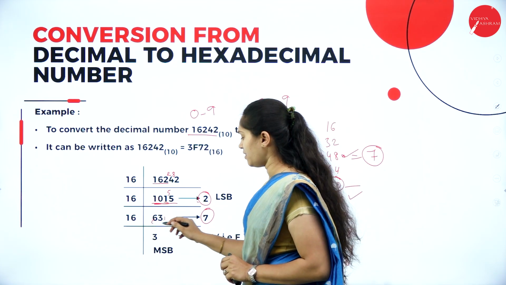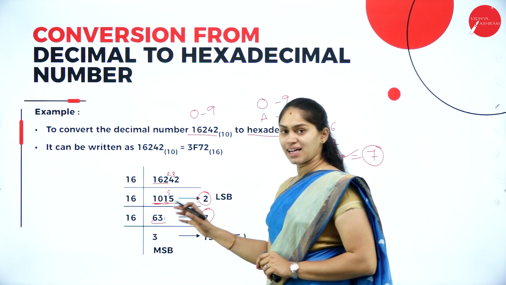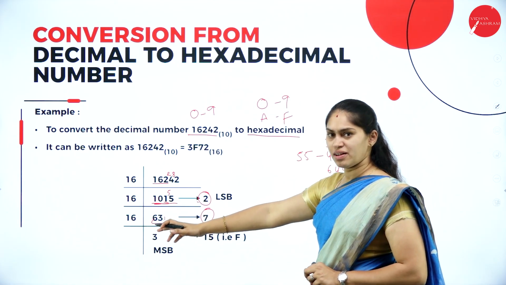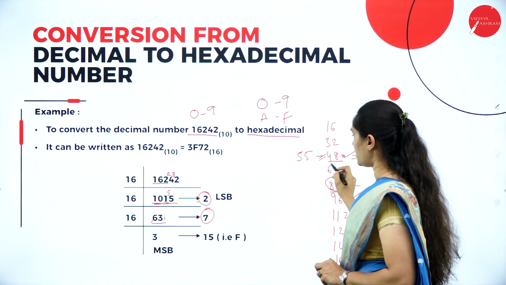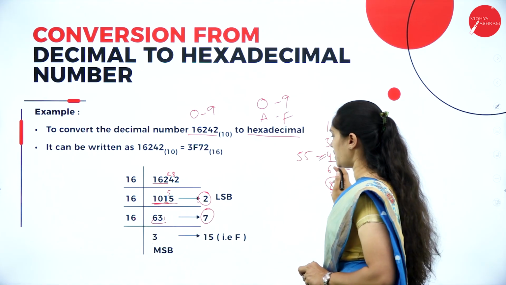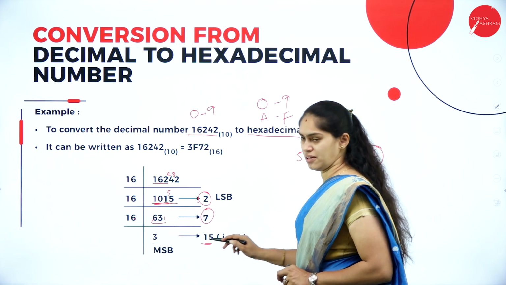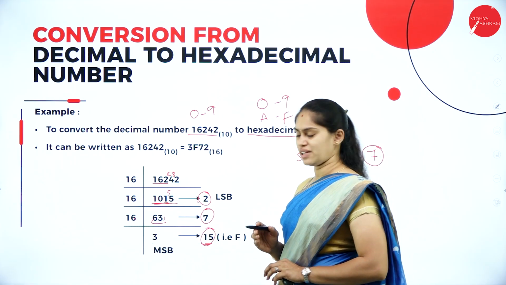Here again we need to divide this 63 by 16. 16 threes are 48; I cannot take 16 fours, because that becomes 64, which is greater than the quotient. So I have to go with this 48. 16 threes are 48, so 63 minus 48 will be 15. The remainder is 15. This is my MSB, or most significant bit.